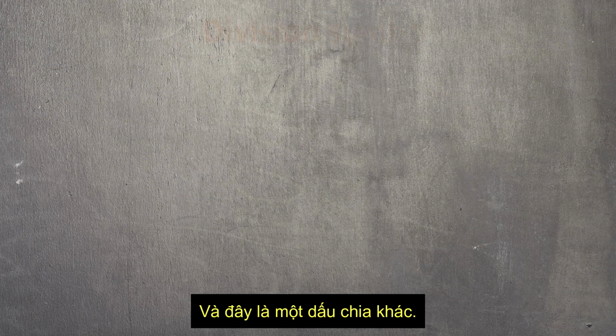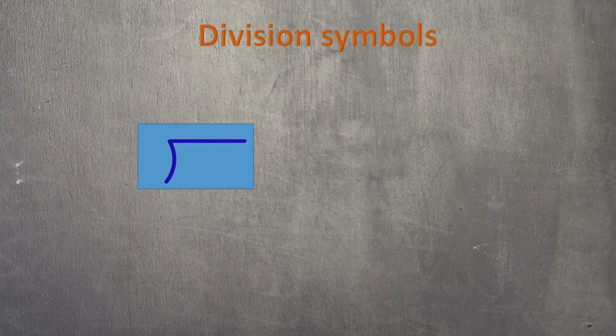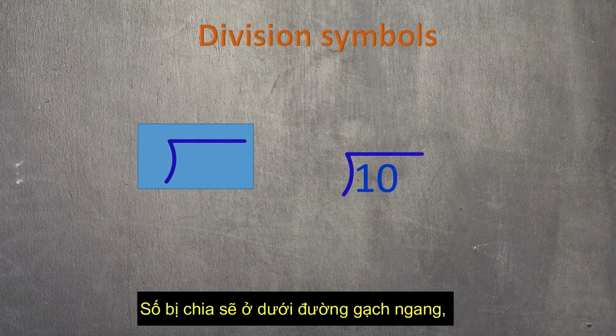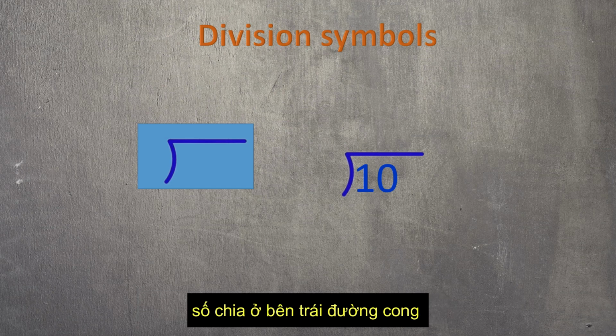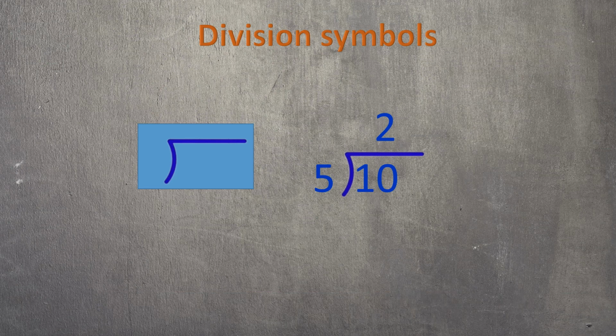Another interesting sign people use when dividing is this. So where do we place our numbers? The dividend will be under the horizontal part of the symbol, and on the left of the curved part we write the divisor. The quotient will be placed above the horizontal part.